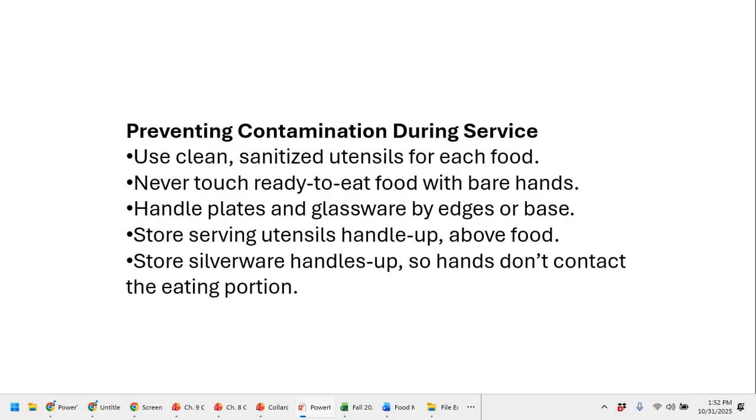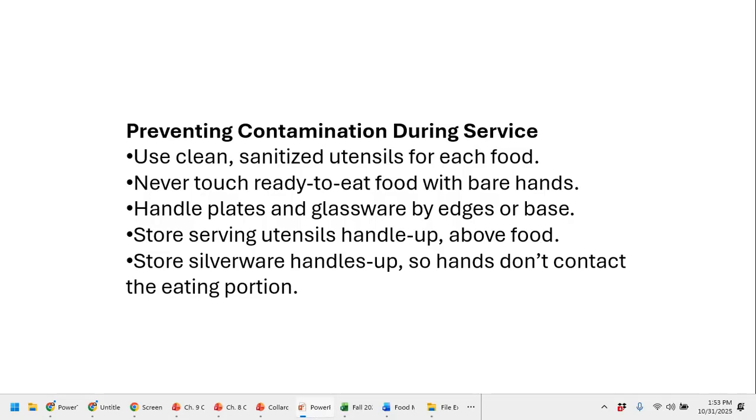When we're doing this without any temperature control, it's all about time. Preventing contamination during service, using clean, sanitized utensils for each food item. Never touch ready-to-eat foods with bare hands. Handle plates and glassware by the edges or the base, not around the area where people are going to consume from. Storing serving utensil handles up above food. So if I've got a buffet, I'm going to have separate tongs, ladles, spoons on every single item, so there's no cross-contamination or cross-contact.